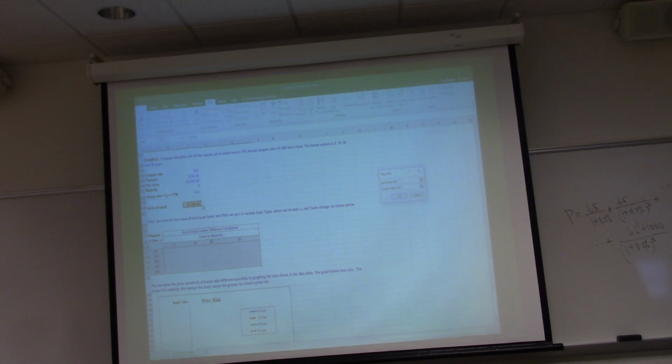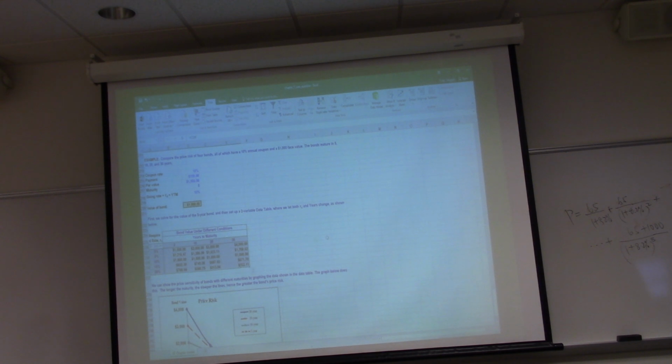Okay, let's try it this way. Let's do this one as this and this one as yield, then click data, and let's see if that works. Oh yeah, that worked. I got lucky. You did it with the row, right?